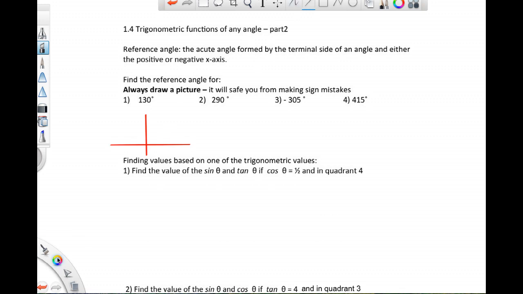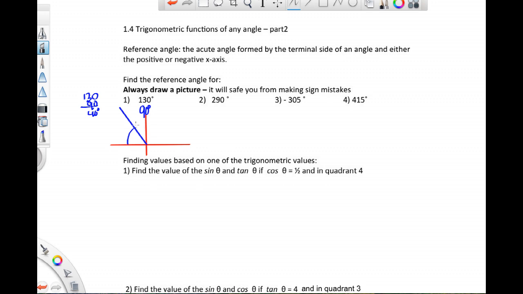So 130 degrees. 90 is here, right? So 130, in my mind I'm doing 130 minus 90, so that's 40 degrees, so I need to go almost to halfway there. So 130 degrees would look a lot like that. Now the reference angle is the angle between the x-axis and the rotation, the terminal side.